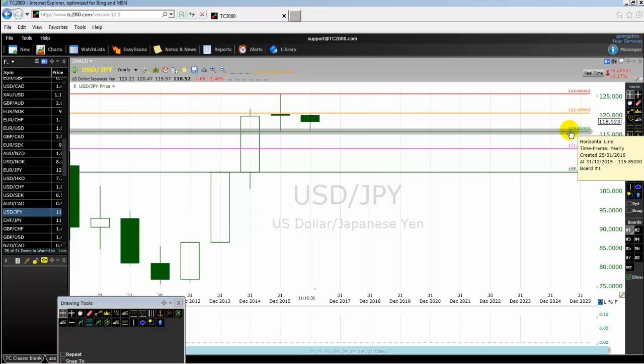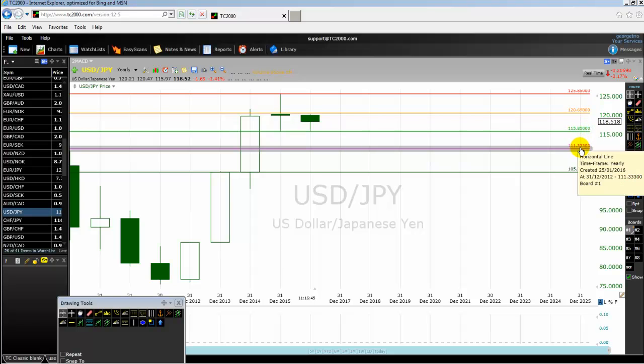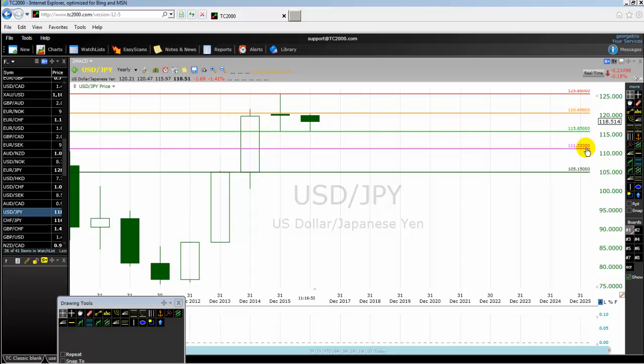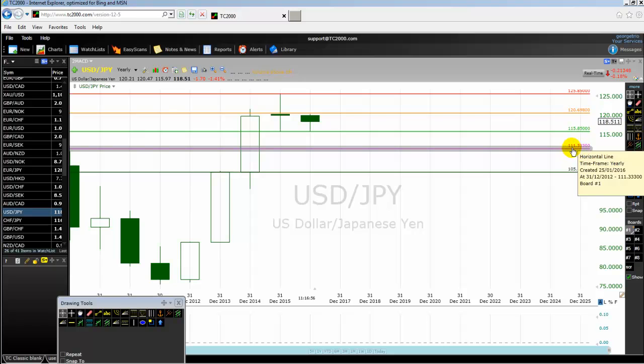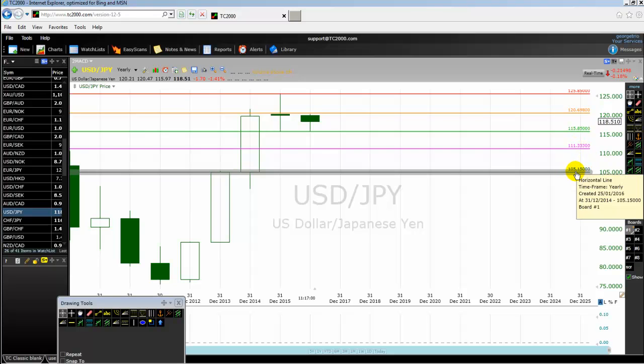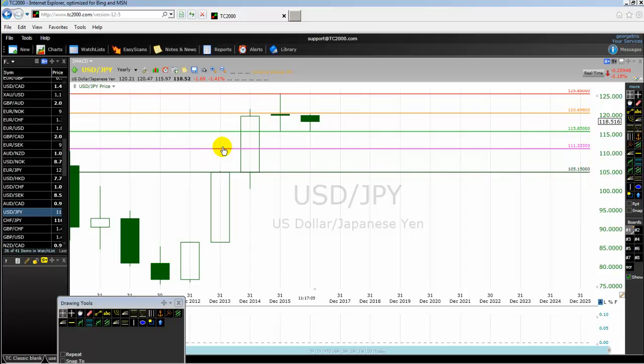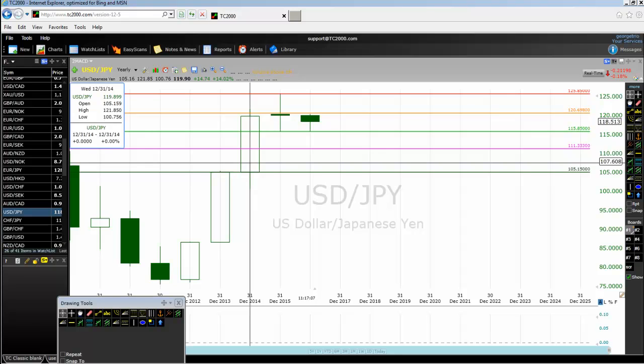If 11585 has changed into a resistance, we will give priority to sell signals until we reach the median line of 2014. If the level of 11133 has also changed into a resistance, we will give priority to sell signals below 11133 until we reach the level of 10515. The level of 10515 is the opening price of 2014.